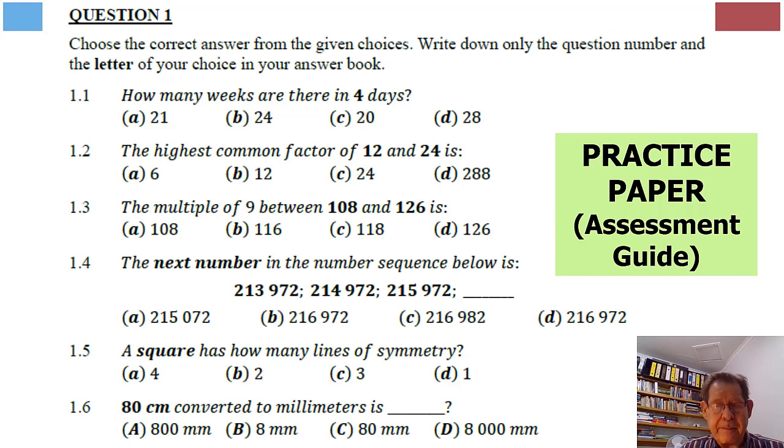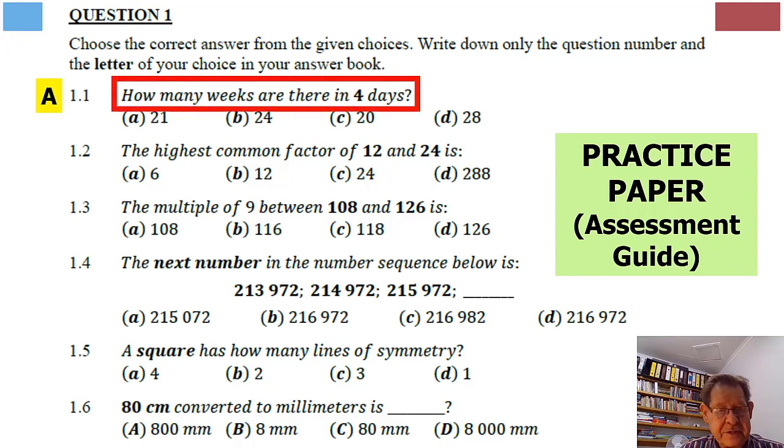Here's an example of the practice paper that was included in your assessment guide, just to show you how the various deficiencies should be identified and labeled. There's a deficiency in respect of question number 1.1, and it has been labeled A, highlighted in yellow. The question reads, how many weeks are there in 4 days? That's completely wrong. It should have been, how many days are there in 4 weeks? So that's the first deficiency on this page.